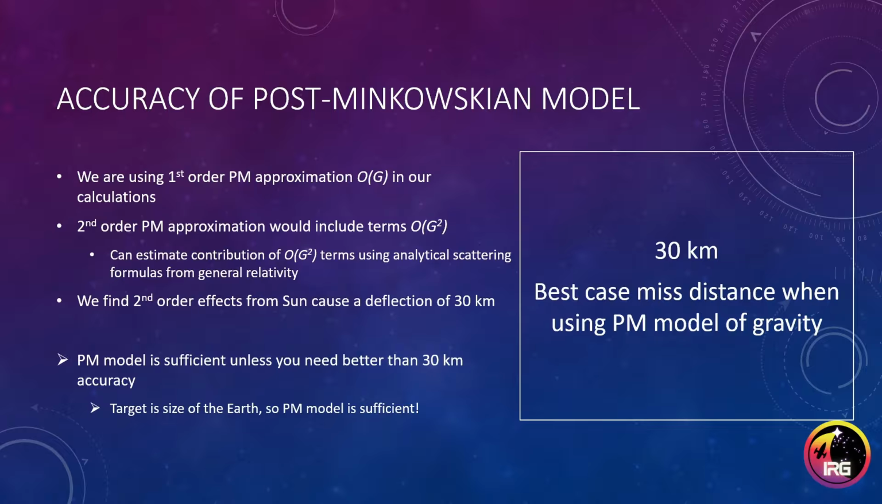Using the analytical scattering formulas to give us an estimate of the error, we found that the Sun caused a deflection of about 30 kilometers. And again, the Sun was the biggest impactor on the trajectory of the spacecraft, and it causes a deflection of 30 kilometers. So that is going to be your best case when you're using Post Minkowskian gravity. Now, considering that the target is the size of the Earth, 30 kilometers error is acceptable, I think. So from that, we conclude that Post Minkowskian gravity is sufficient as your model of gravity for plotting the trajectory of a relativistic spacecraft.